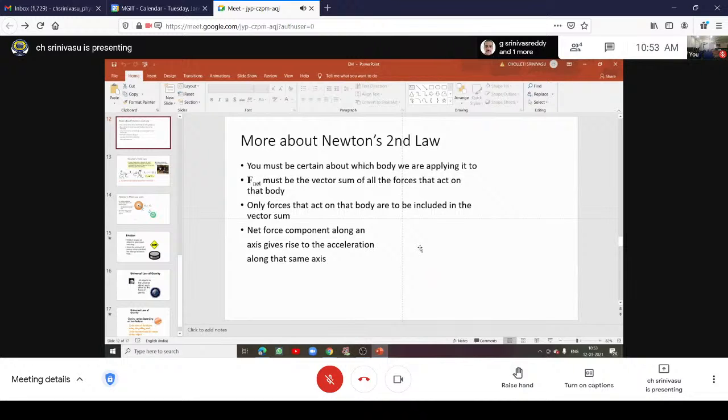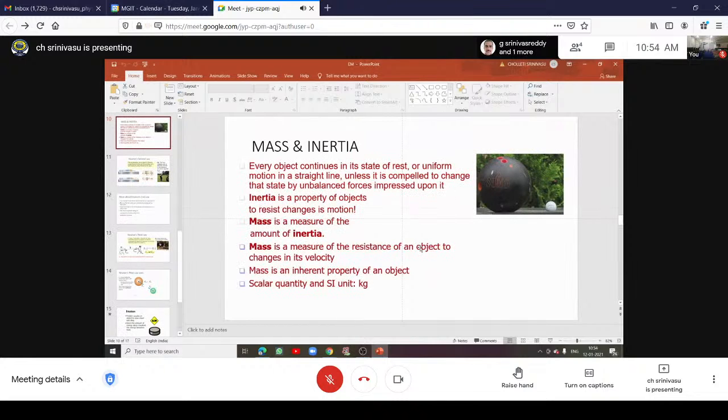Every object continues in its state of rest or uniform motion in a straight line unless it is compelled to change that state by unbalanced forces impressed upon it. Inertia is the property of objects to resist changes in motion. Mass is an inherent property of objects, measured in kilograms. So when forces are balanced, there is no acceleration of the object at rest. The net force is defined as the vector sum of all the external forces on the object. If the net force is zero, forces are balanced.